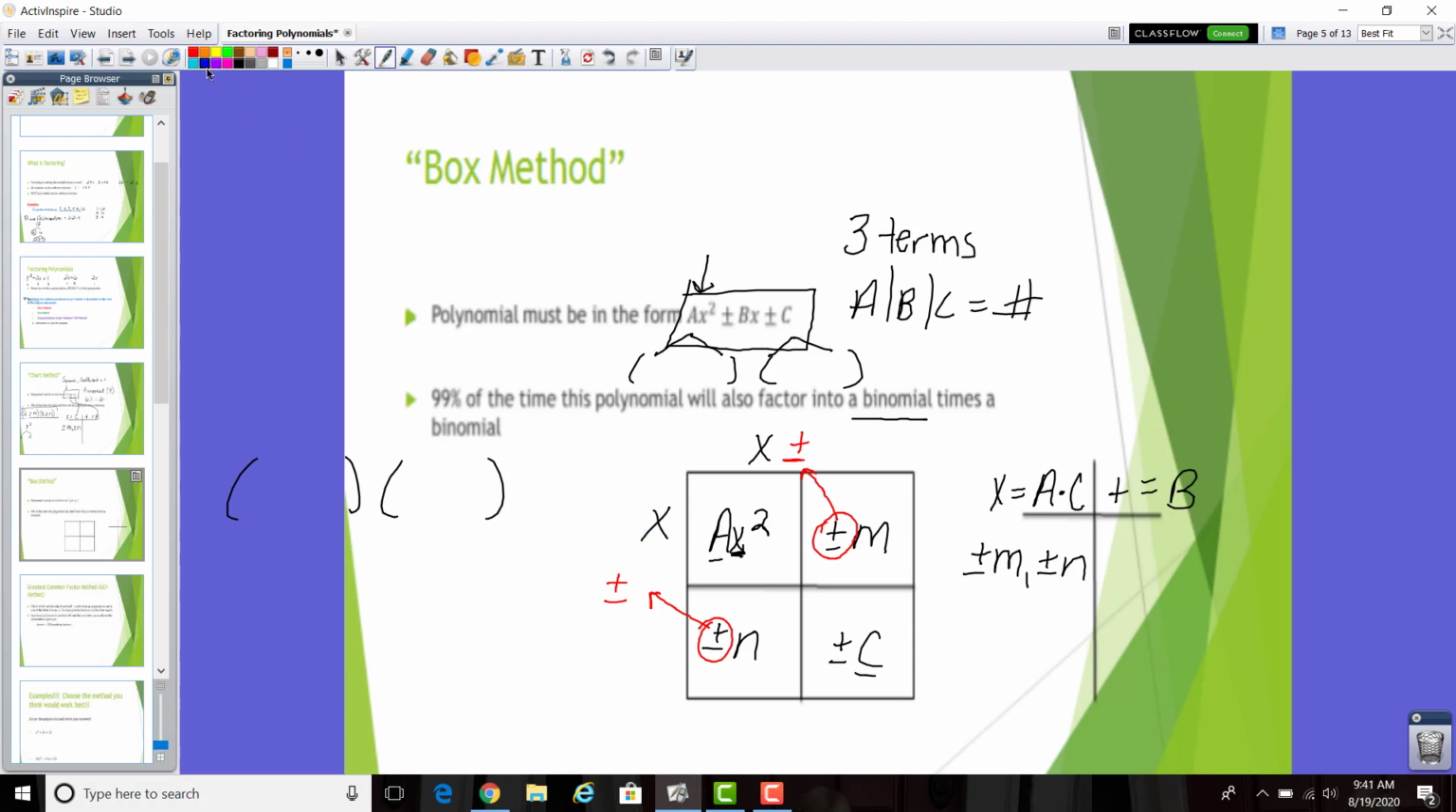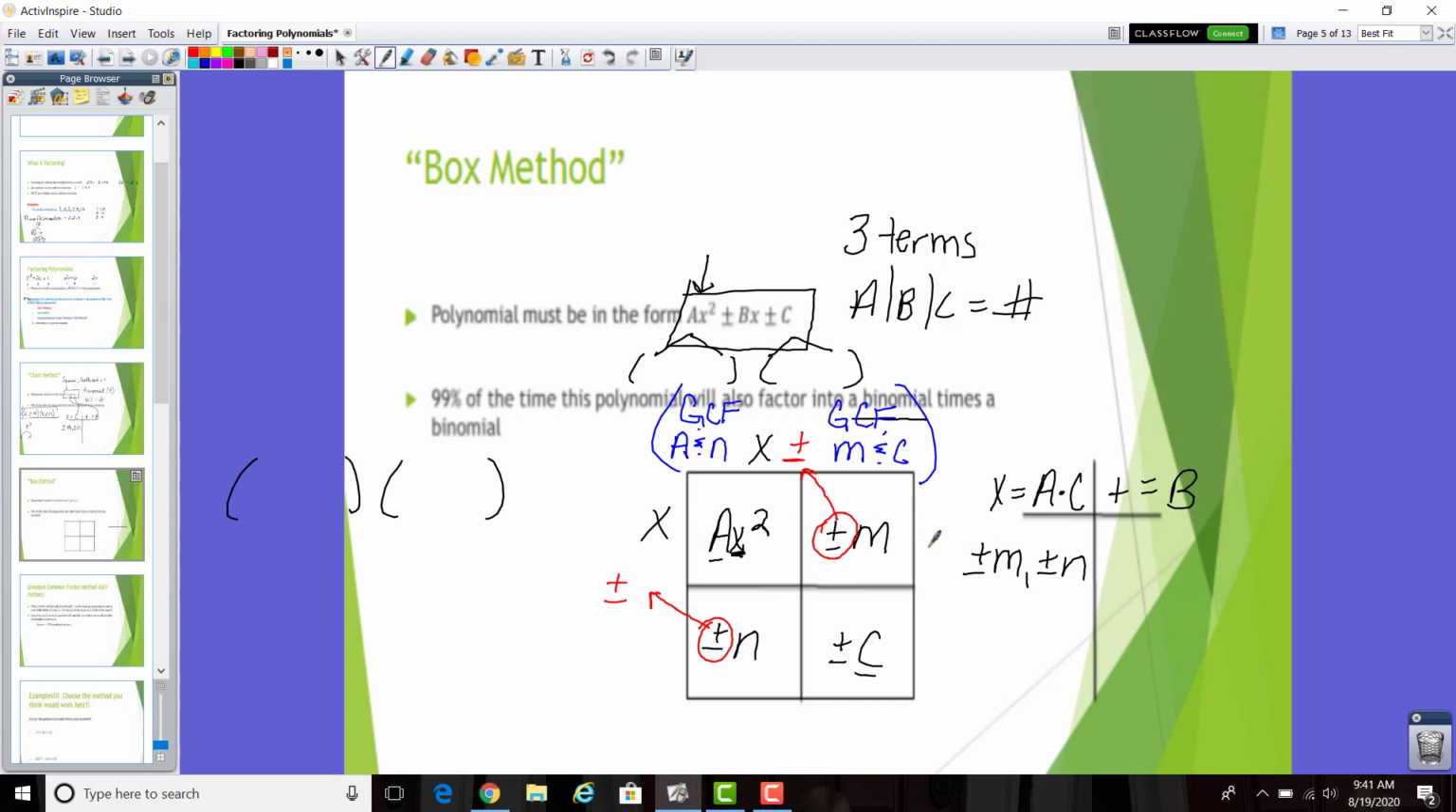Once I do those two things, now I need to find the greatest common factor of the numbers in each column and each row. So columns go up and down. The greatest common factor of the numbers in this column goes up top. The greatest common factor of these numbers goes here, and then you have your first factor. So sitting right here is going to be the greatest common factor of a and n. And right here is going to be the greatest common factor of the numbers m and c. That will give you your first binomial term.